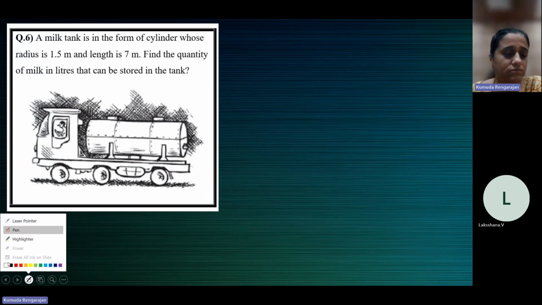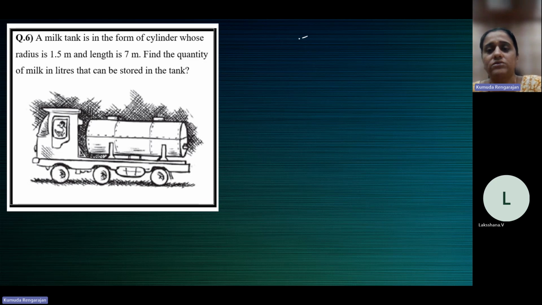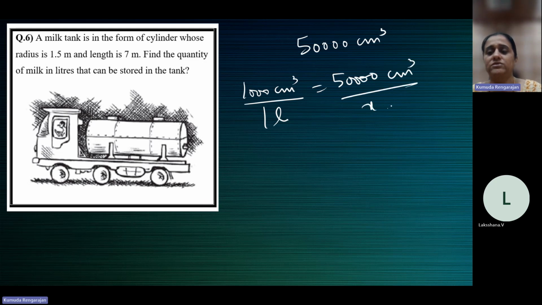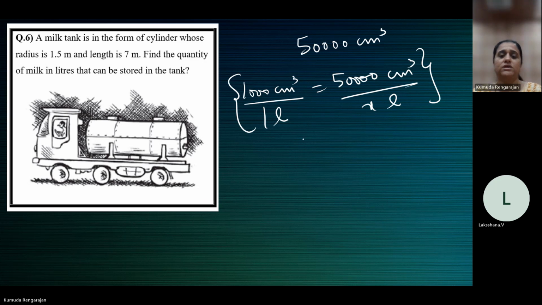Supposing the volume is say some 50,000 centimeter cube, and we need to find this volume in liters. Then you should write 1000 centimeter cubed means 1 liter. 50,000 centimeter cube is how many liters? This is the general formula, and this is the situation now. If 1000 centimeter cubed is 1 liter, then 50,000 centimeter cubed is how many liters? X liters or Y liters.